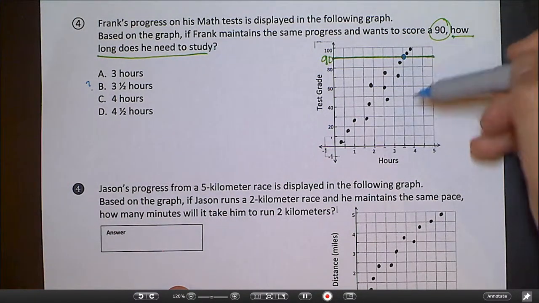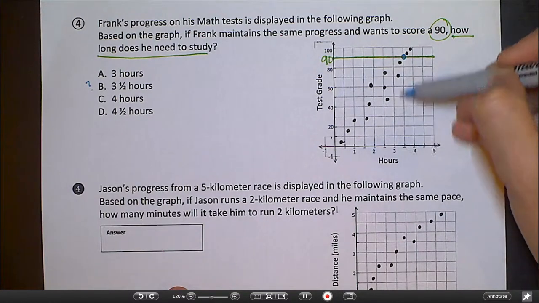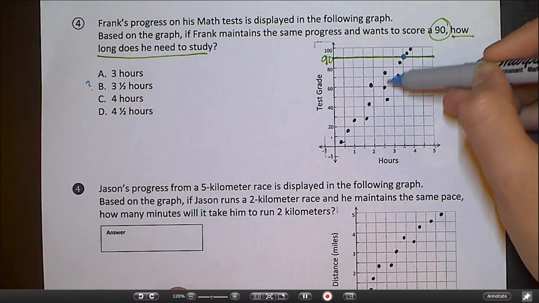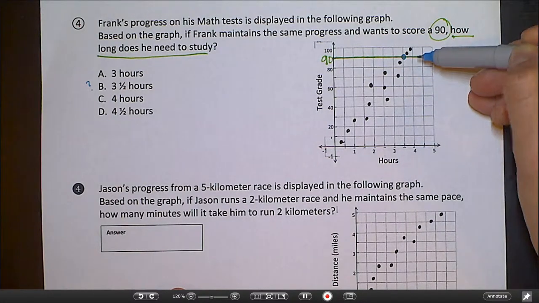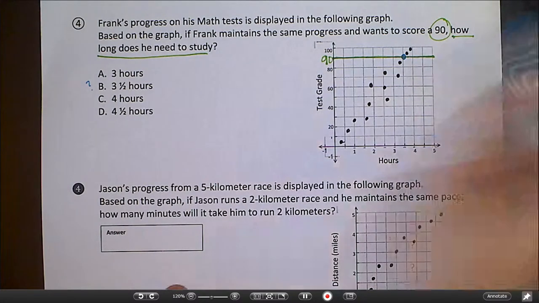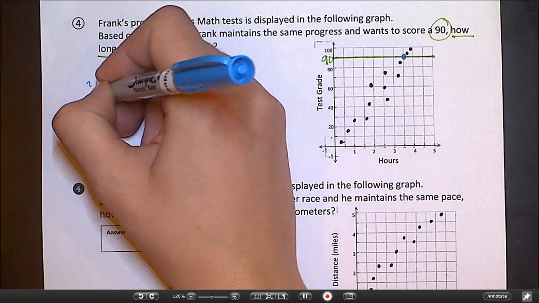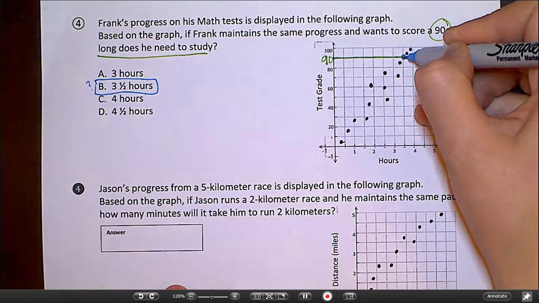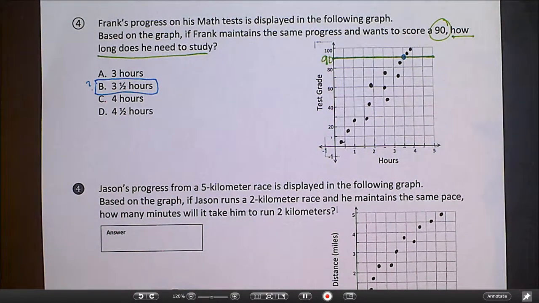I would expect his grade to be over 100 with 4.5 hours of studying. So the whole point is that we want to find where can I put a dot along this line where it kind of stays within the group of all the dots and doesn't go way outside somewhere. So with 3.5 hours of studying, that puts him right there, right where a 90 should be.